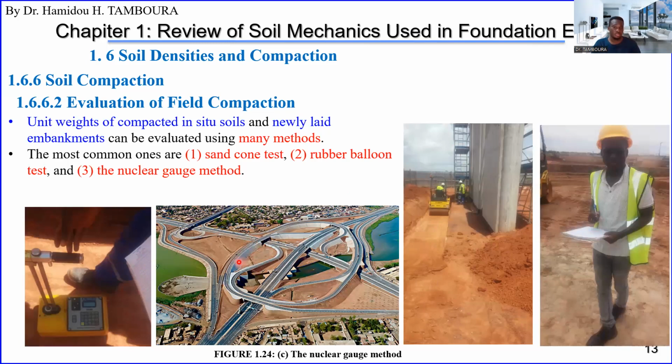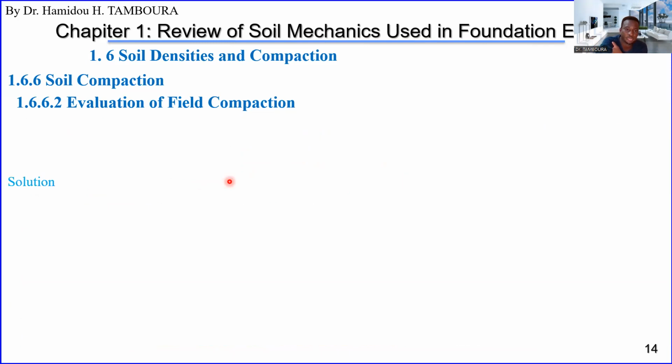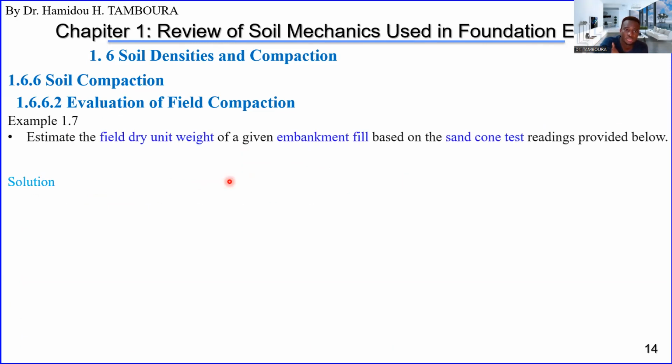So there are many methods to check the quality of whether the compaction is good or not. This one is very convenient. Here you have three of them: the sand cone test, the rubber balloon test, and the nuclear gauge method. So we'll try to do one example for this. Estimate the field dry unit weight of a given embankment field based on the sand cone test.